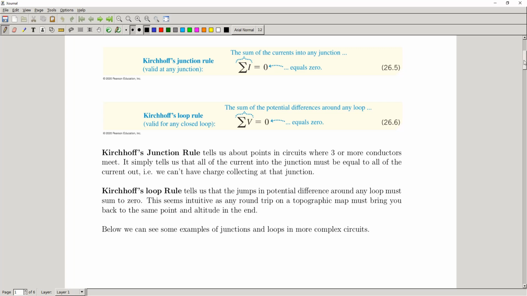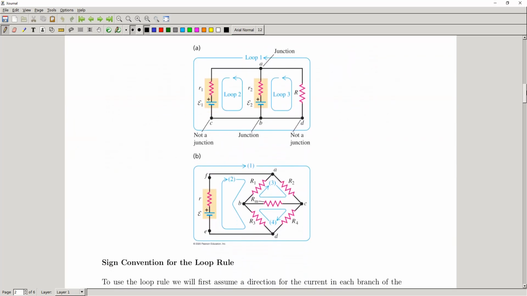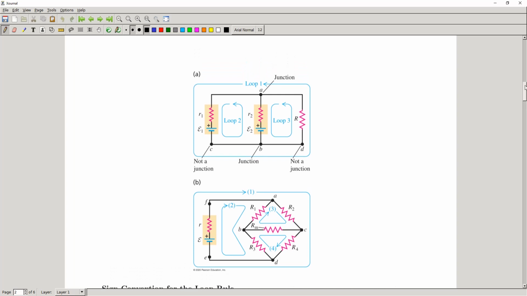So we have a couple of examples of what some of these more complicated diagrams might look like, and what loops and junctions are. So here we have a couple of more complicated circuits, and we can see that all the lettered areas are, well, okay, technically speaking, C and D here are not junctions, but the rule still applies. We have to have the same amount of current coming in and going out of each of these points.